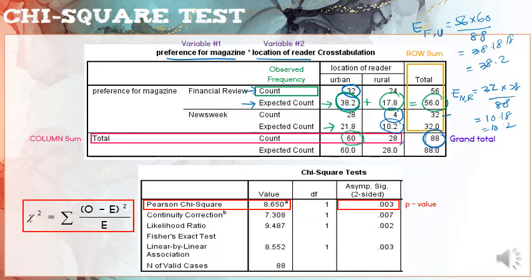Another thing is the Pearson chi-square is here. The value for the Pearson chi-square is here.